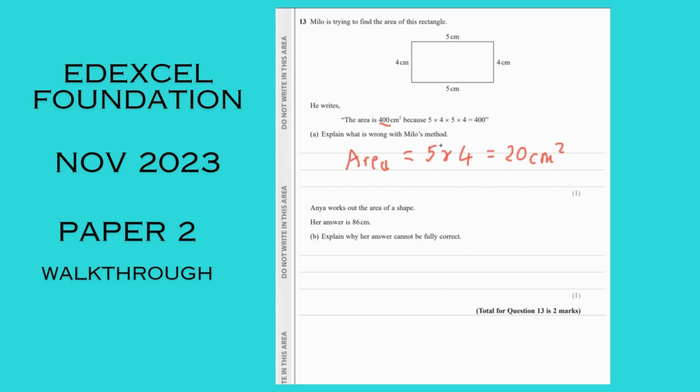And you work out the area of a shape. Her answer is 86 centimetres. Explain why her answer cannot be fully correct. Area. So basically, people, she can't be right fully. The 86 could be, but the unit should be squared. It's a unit mark. That's what Anya's done wrong.